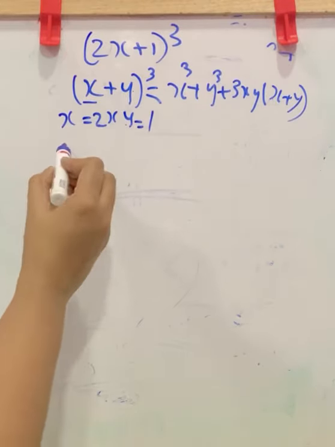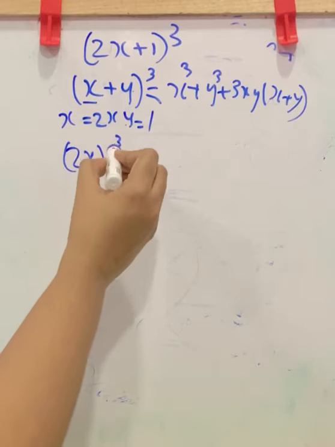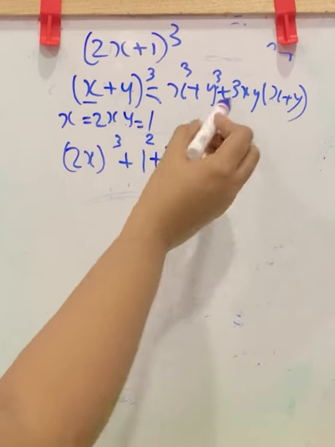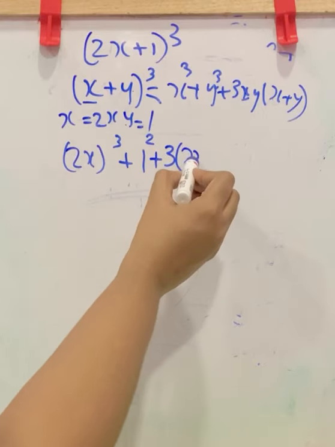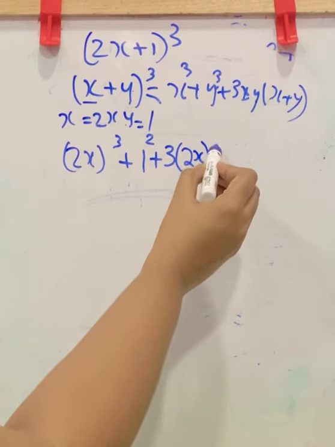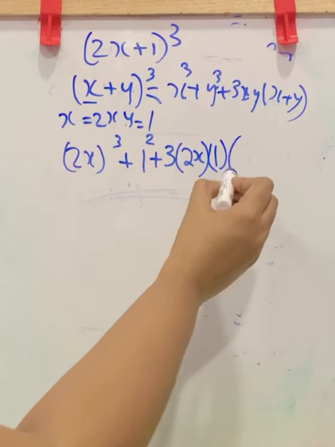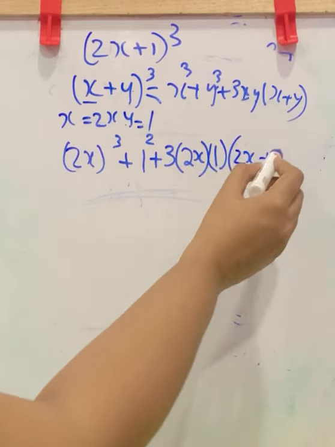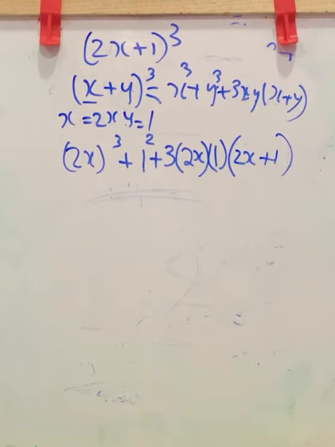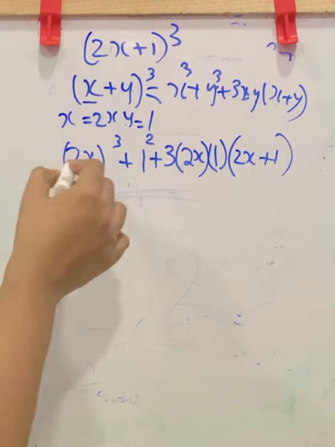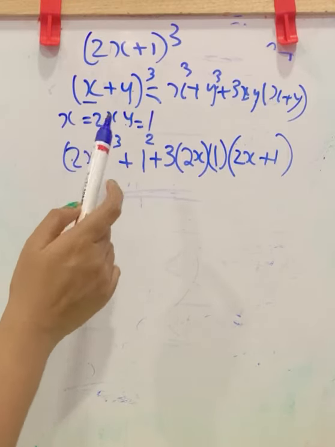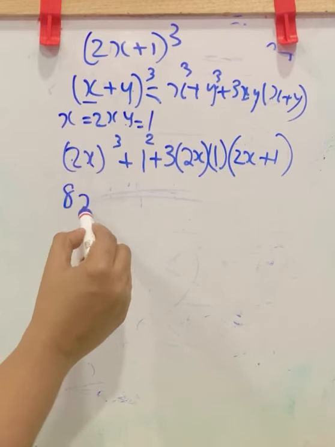That is, this becomes (2x) whole cube plus, instead of y, 1 cube plus 3 into, instead of x you will write 2x, into y is 1, in the bracket x plus y, that is x is 2x plus y is 1, close the bracket. Now (2x) whole cube means you want to take the cube of 2 and x. So this becomes 8x cube.